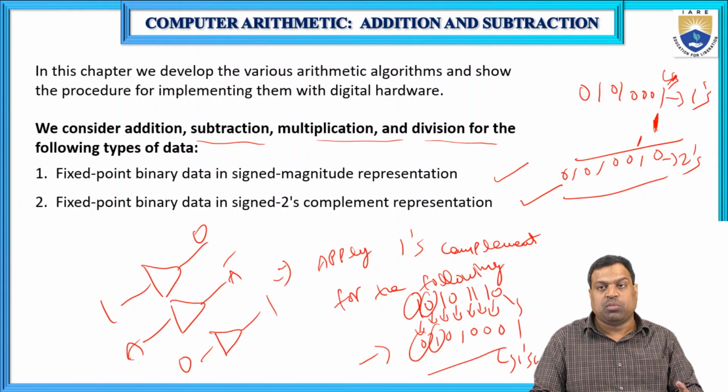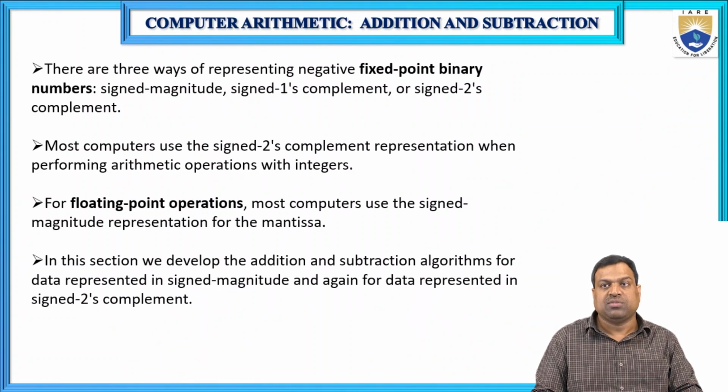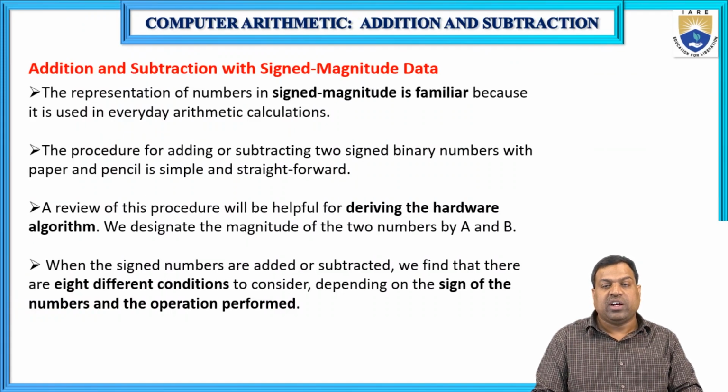After completion of ones complement, we are adding 1 to the LSB, that is a twos complement. Mostly ones and twos complement are used in subtraction. And in floating point operations, the computers use the signed magnitude representation for the mantissa. Here, addition and subtraction with signed magnitude data.